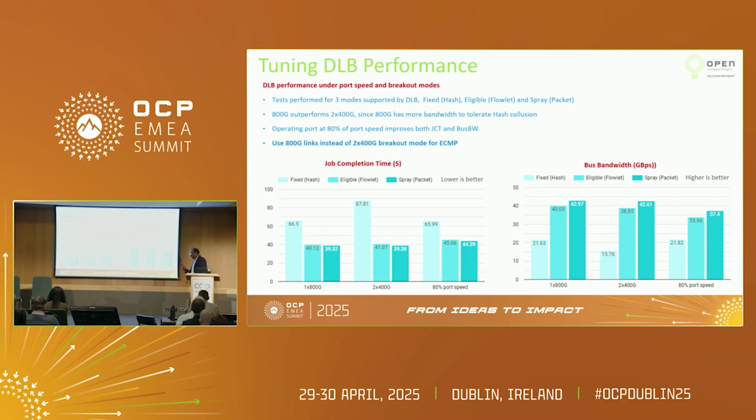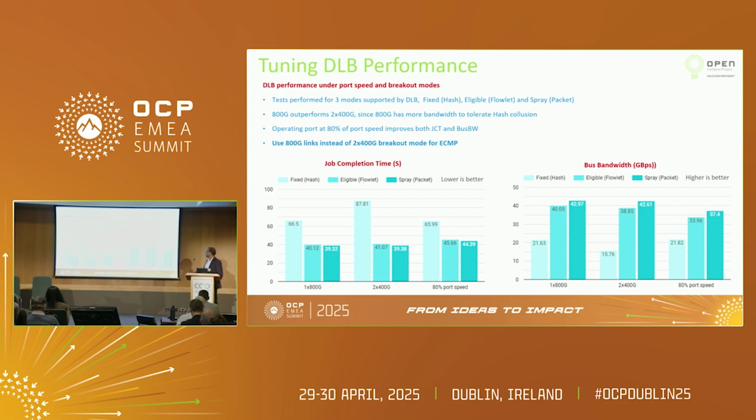So next we continued the DLB performance, and here we just want to show why an 800 gig switch tends to perform better than a 400 gig switch as far as AI workload is concerned. You can see that we tried to use the 800 gig port as it is, and then split the 800 into two 400 gig ports in a breakout mode, and then used it. And we also had one setup where we filled traffic only to 80% of the port speed.